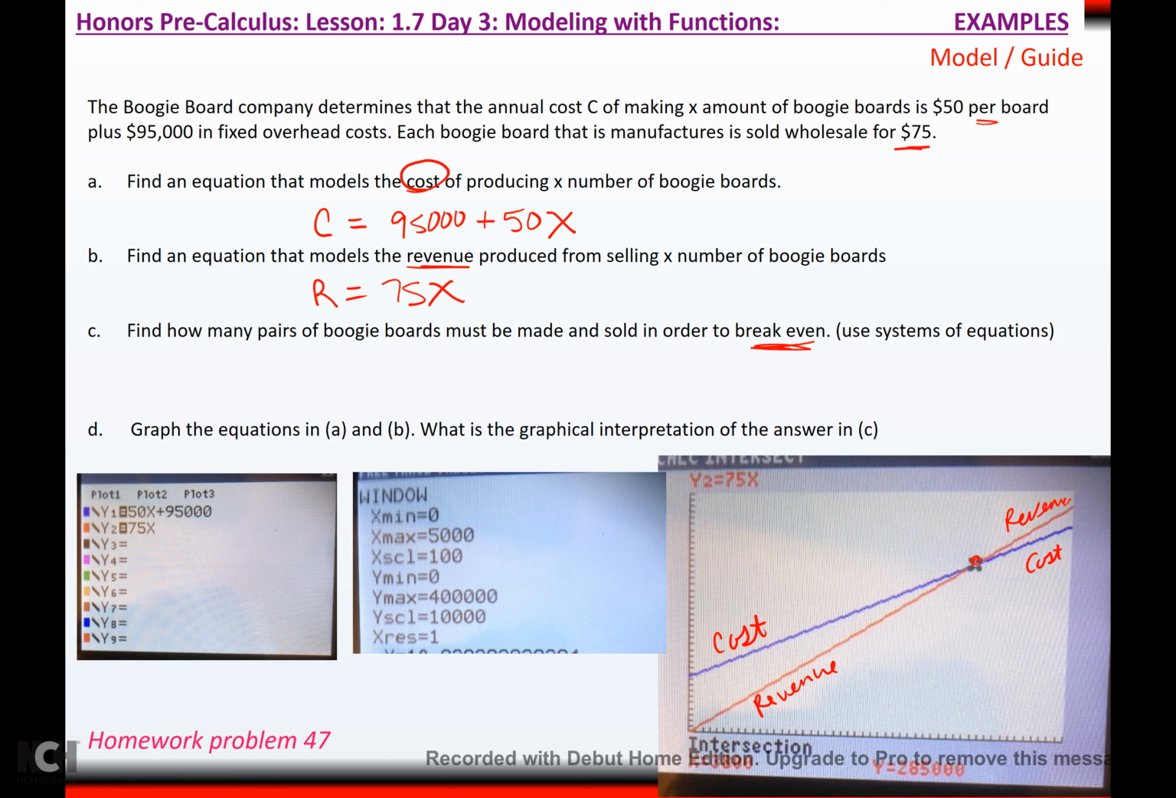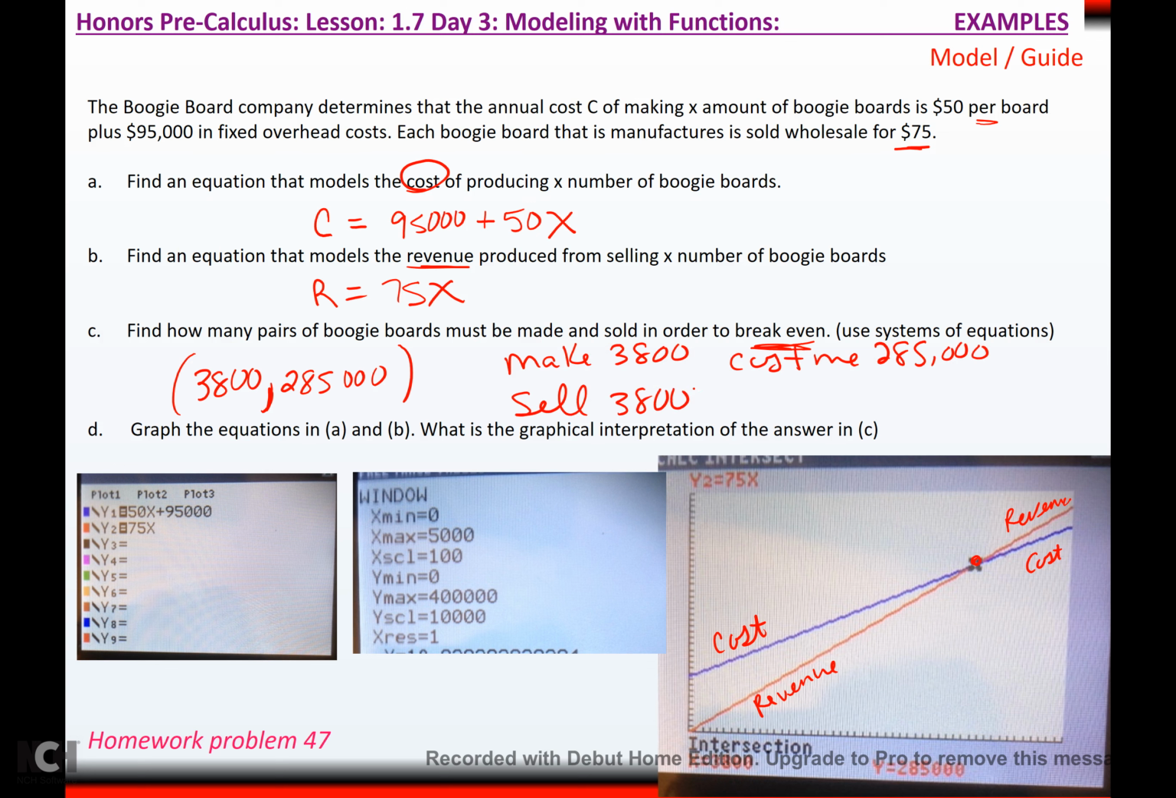And right here at their intersection point is where it's broken even. So when x equals 3,800, y equals 285,000. Now what that means is, if I make 3,800 boards, it's going to cost me $285,000. It also means if I sell 3,800 boogie boards, I will make $285,000. So I've broken even.